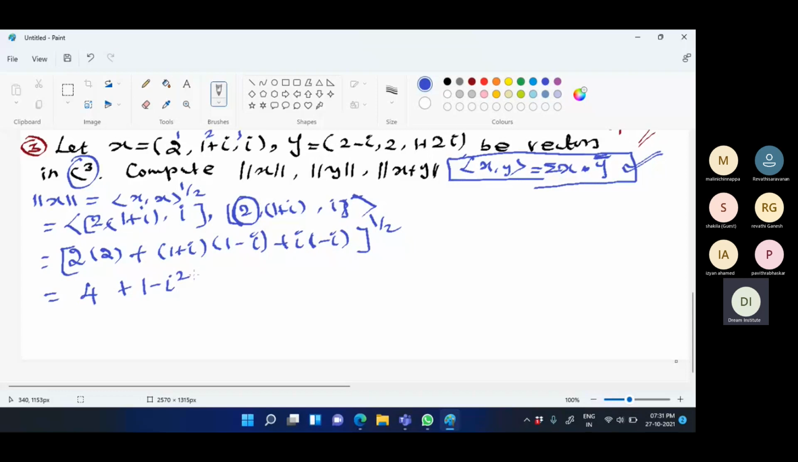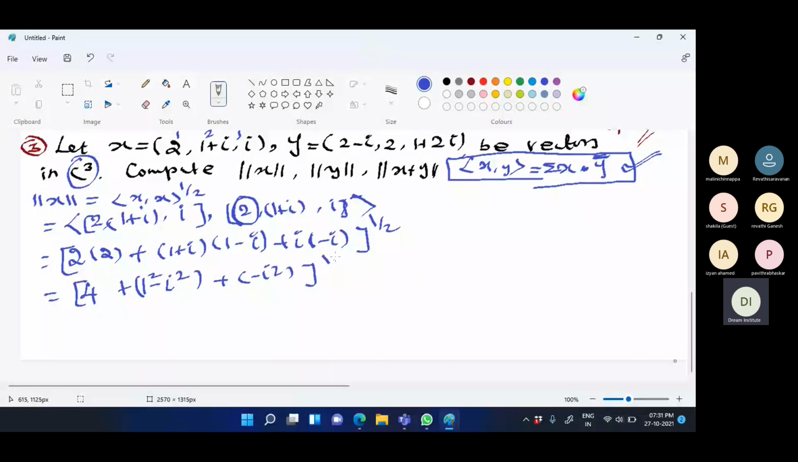Minus I the whole square, whole power 1 by 2. That final answer will be 4 plus 2 plus 1, whole power 1 by 2. Then norm of x is equal to root of 7.